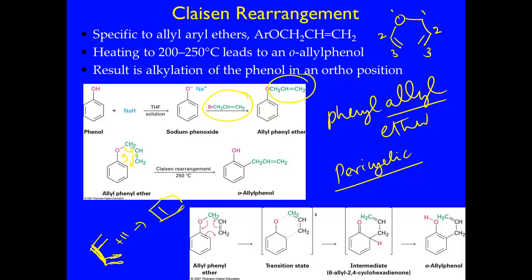When you have this kind of a system, these electrons can undergo cyclic motion, and as a result they reorganize themselves and you form a new type of bond, a carbon-carbon bond, at the expense of the carbon-oxygen bond. So you form the carbon-oxygen bond to make the ether, heat it, and you convert this carbon-oxygen bond to a carbon-carbon bond. That's why it's called rearrangement.